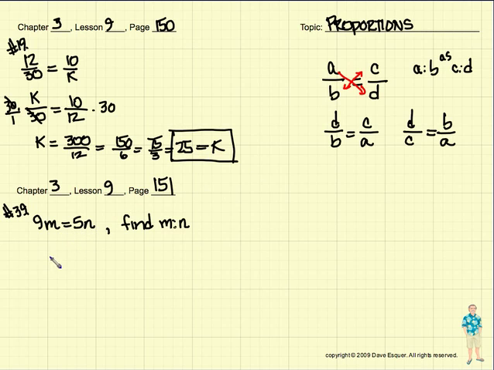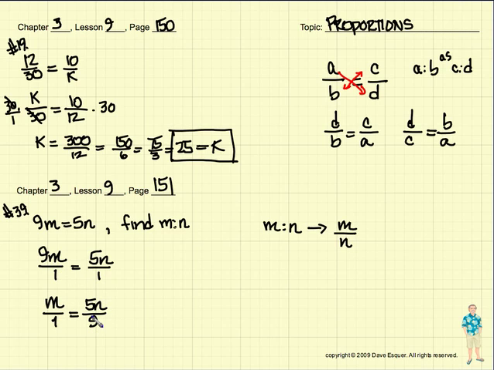Number 39 looks much more confusing. 9m is equal to 5n. So let's write this as 9m over 1 is equal to 5n over 1. And I'm going to try to find this ratio of m to n. Remember, m to n is the same thing as m over n. So no great mystery. What I want to do is move this 9 down below. So I'm going to end up with m over 1 is equal to 5n over 9.